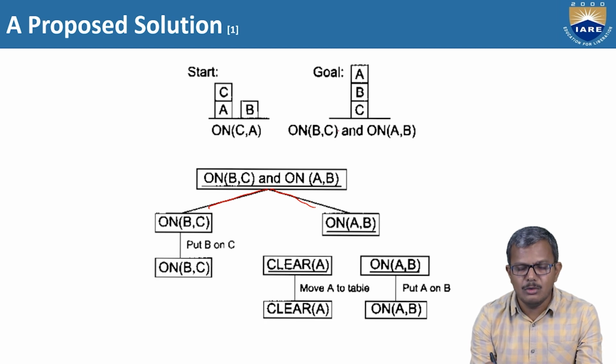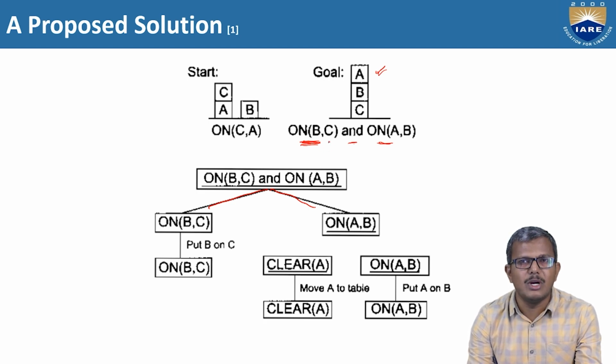In order to achieve this goal state, we are trying to decompose this problem into two sub problems. What is our first sub problem? We are supposed to get this particular state, then we are supposed to get this state. Whenever you combine these two particular states, because it is an AND, you are supposed to get this goal state. Now let us try to resolve these two sub problems.